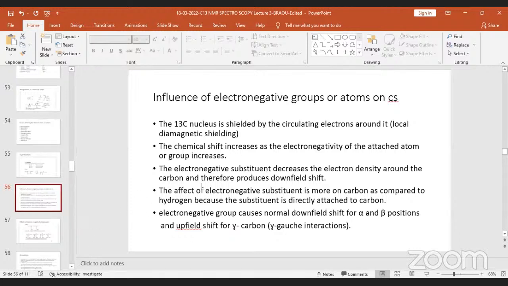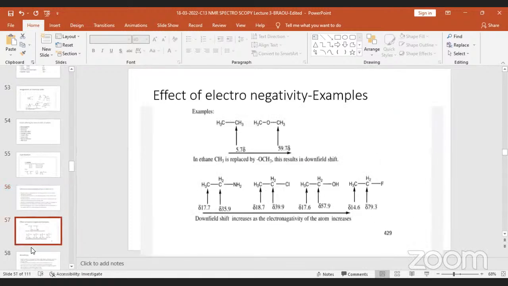One more point you have to note is that the effect of an electronegative substituent is more on carbon chemical shift than on hydrogen chemical shift. In proton NMR also the same thing happens, but it is less there, it is more here. Why? Because carbon is directly attached to the electronegative atom or group, whereas the proton is indirectly attached via carbon. So 2 bonds away. Here it is directly attached, only 1 bond away. That is the reason why the effect is more on carbon chemical shifts than on proton chemical shifts. And as I also told you, an electronegative group causes normal downfield shift for alpha and beta positions, and upfield shift for the gamma carbon due to gamma gauche interaction.